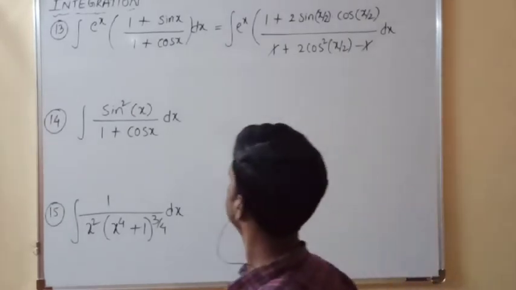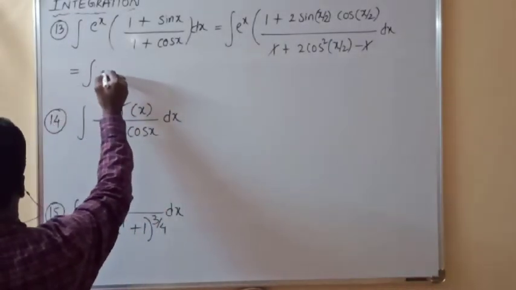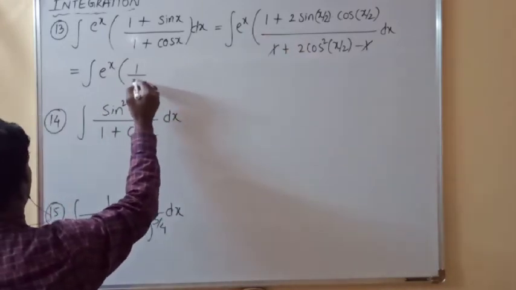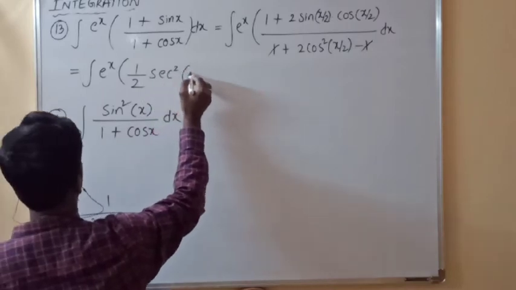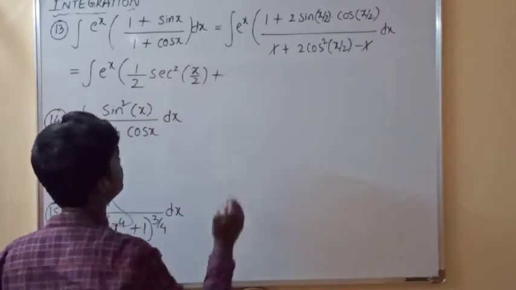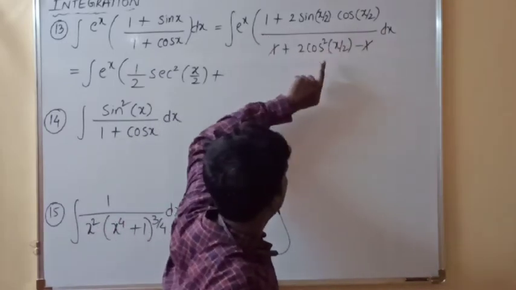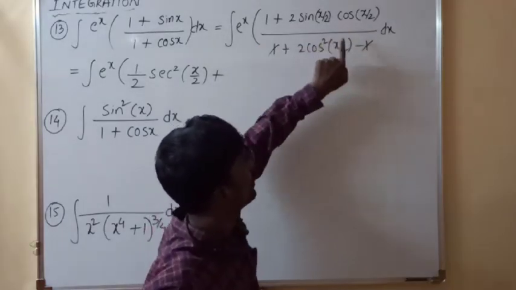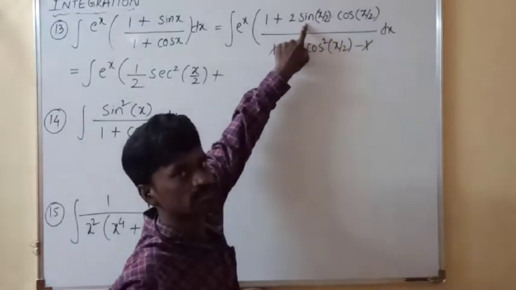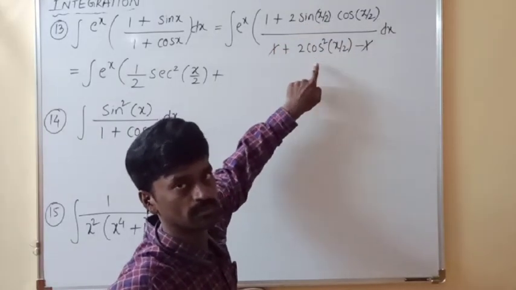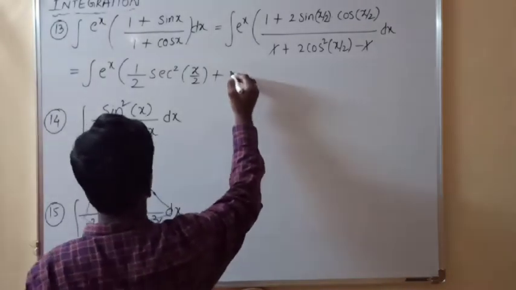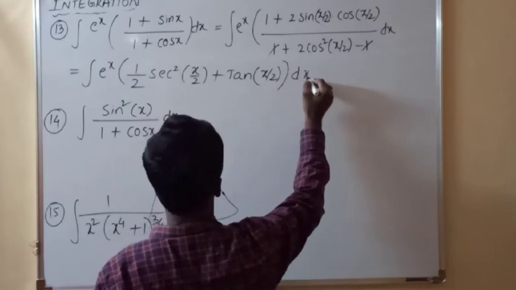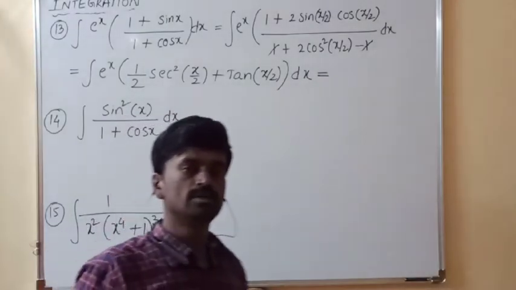Now separate, okay? Then what you will get? Integral e power x into 1 upon 2 cos square x by 2, which is nothing but 1 by 2 into secant square of x by 2, plus 2 sin x by 2 cos x by 2 by 2 cos square x by 2. So 2 gets cancelled, 1 cos gets cancelled. What is left in the numerator? Sin x by 2. What is left in the denominator? Cos x by 2. Sin x by 2 by cos x by 2, what will you get? Tan of x by 2 into dx.